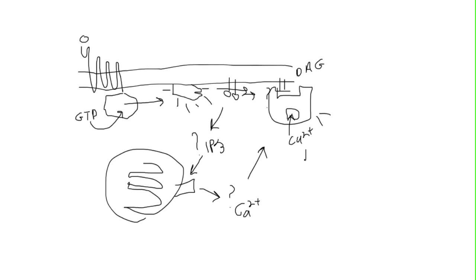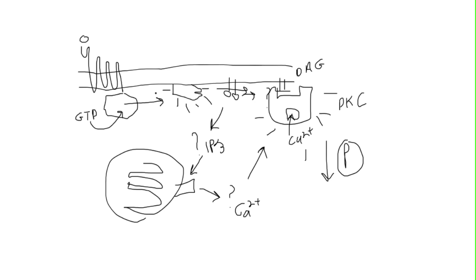So what do you think is going to happen to it now? It's going to be able to phosphorylate target proteins and cause a change. So I'm going to put a P here for a phosphate. PKC can now phosphorylate target proteins and cause some kind of change inside the cell.